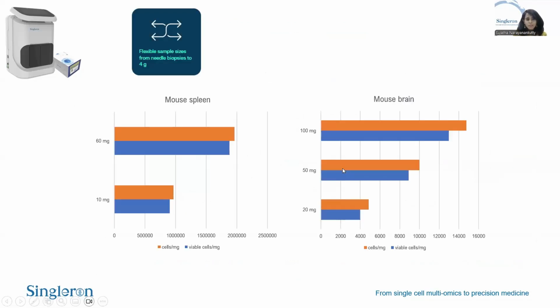Another important thing is to make sure that your dissociation option can work with really low amounts as well as large amounts of sample, because that depends on what sample you get that day. You can see here that for our system, we've tested as low as 10 mg, which means even small biopsy samples can be dissociated in the Python.